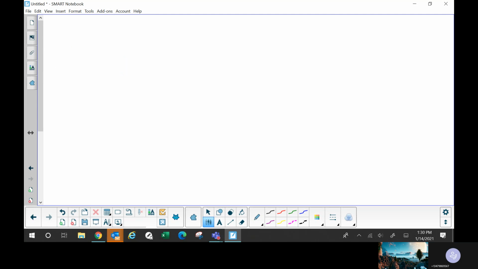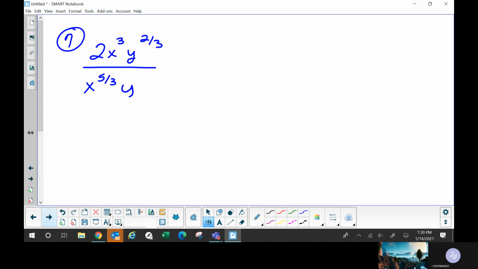Okay, so let's go to number 7. You have 2x to the 3rd power, y to the 2/3 power over x to the 5/3 power, y to the 3/5 power. And then all of that gets raised to the third power. So that little 3, because it's on the outside of those big parentheses, goes with every single base.